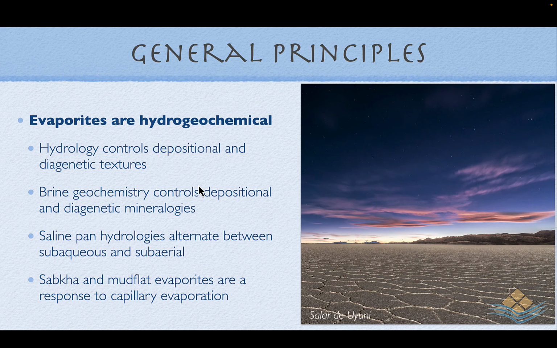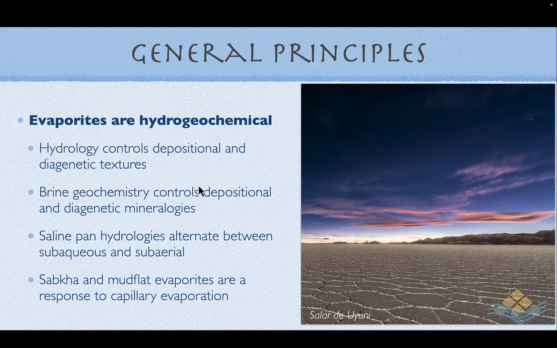diagenetic mineralogies. If we're in a saline pan environment where we have ephemeral brine sheets, those textural characteristics will alternate between subaqueous and subaerial, whereas in sabkha and mudflat capillary evaporites, we're seeing evaporite salts that are a response to the processes of capillary evaporation.